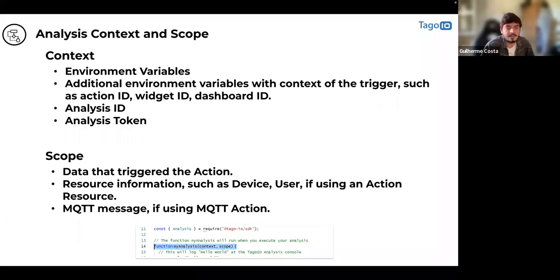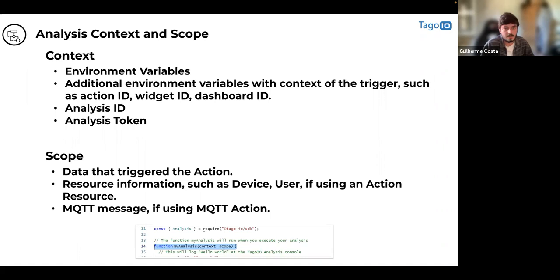We have analysis, context, and scope. This is very important because the scope and context are the ones that provide information to your analysis. So basically, if you want to manipulate data from your sensor, you need to get that variable somewhere, that place is the scope, where you look for certain variables or the specific information that you need.